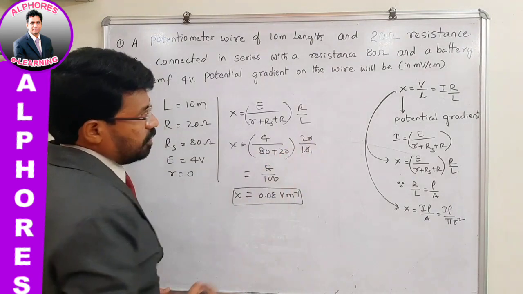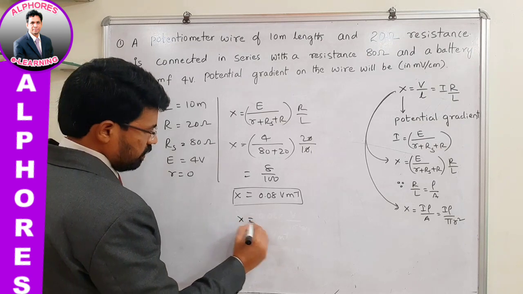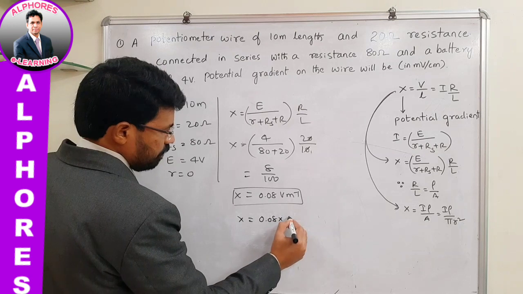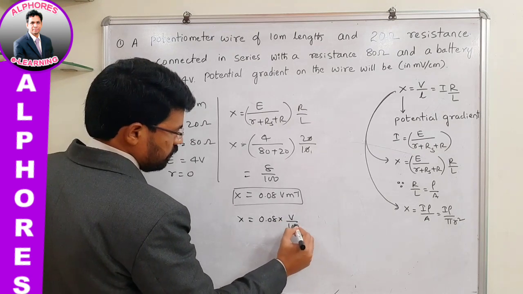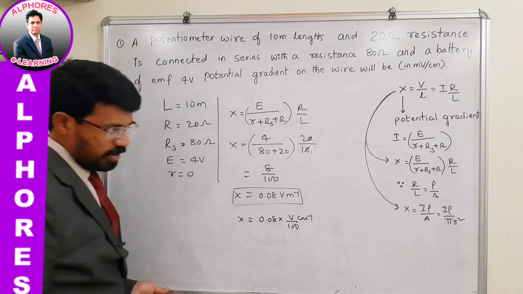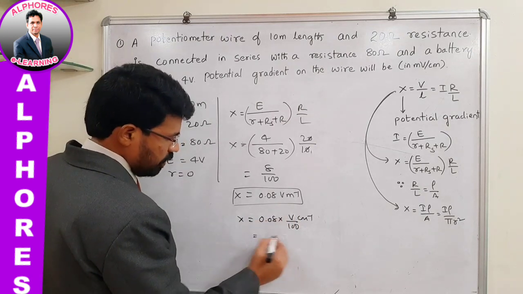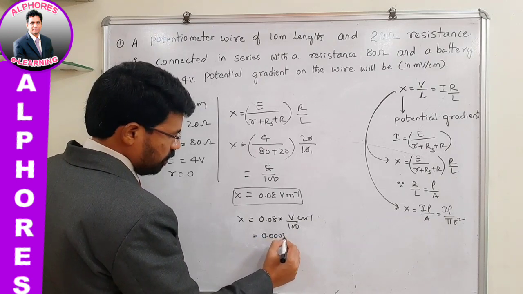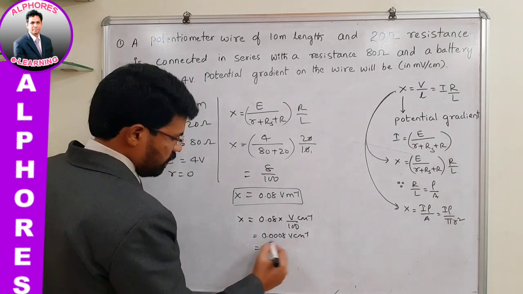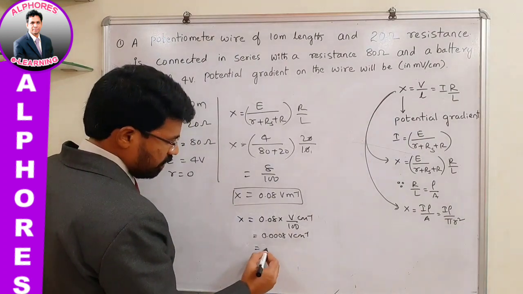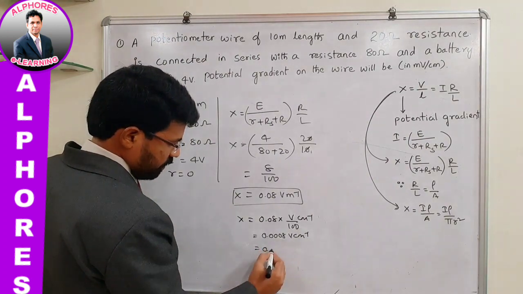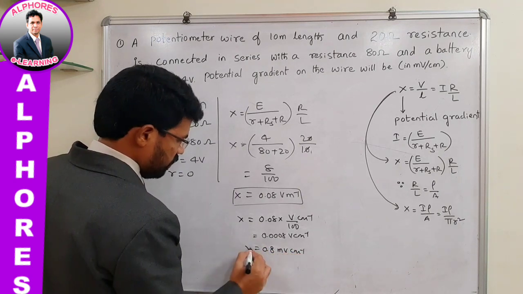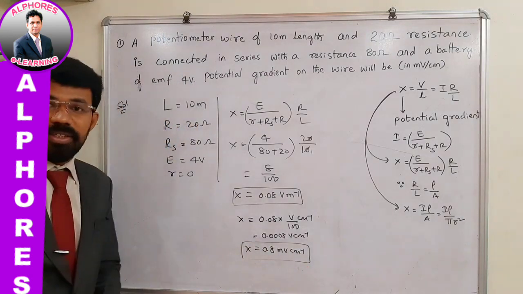Okay. But in terms of millivolt per centimeter, how can it be written? X is equal to 0.08 volt per 100 centimeter, isn't it? Because 1 meter is equal to 100 centimeters. So when you divide this 0.08 by 100, what you will get is 0.0008 volt per centimeter. In terms of millivolt per centimeter, how can it be written? 0.8 millivolt per centimeter. So that's how the potential gradient can be calculated.